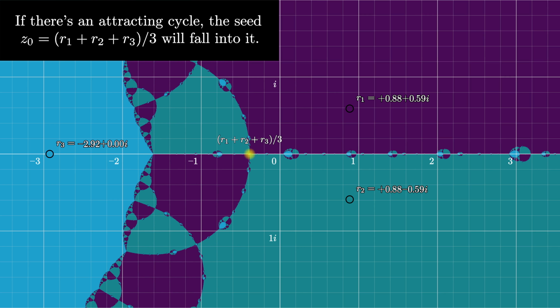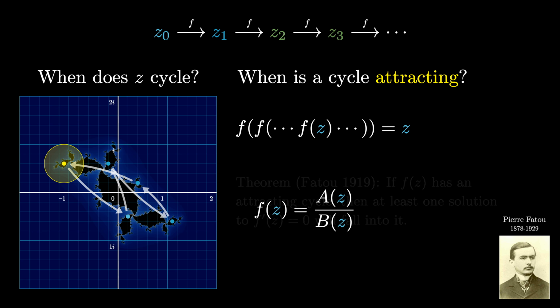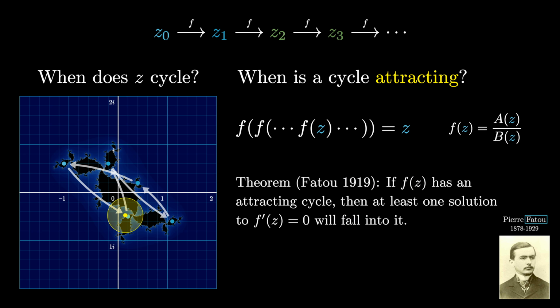If you want to know where this magical fact comes from, it stems from a theorem of our good friend Fatou. He showed that if one of these rational maps has an attracting cycle, you can look at the values where the derivative of your iterated function equals 0, and at least one of those values has to fall into the cycle.